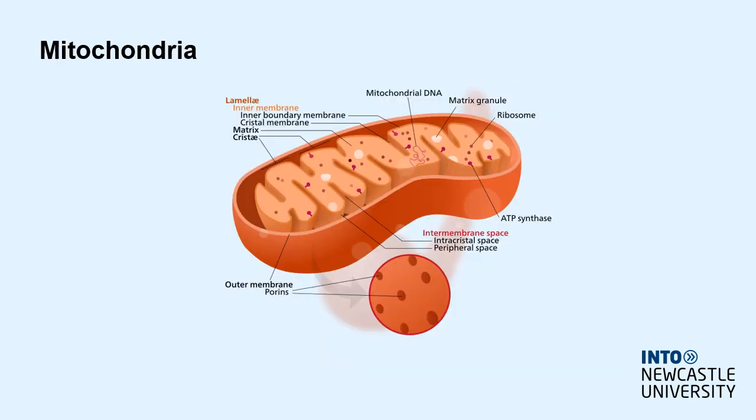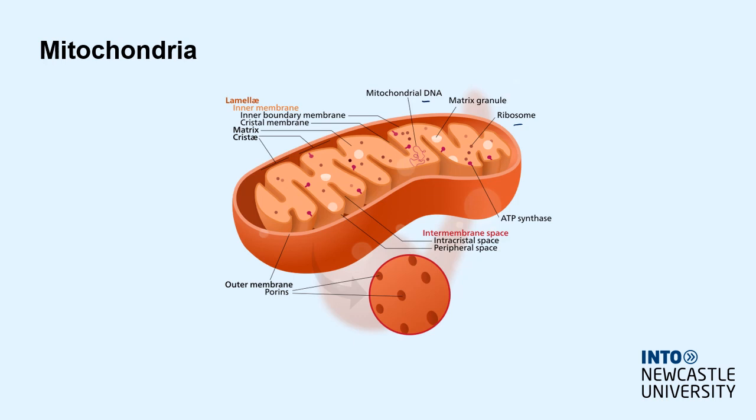It's worth looking at the structure of the mitochondria again, just to refresh our memories. They are there for aerobic respiration, which is what we're talking about now. They have their own DNA and their own ribosomes, which means they make their own proteins.